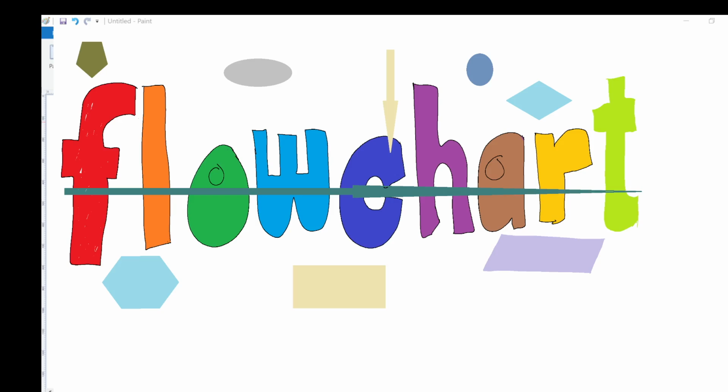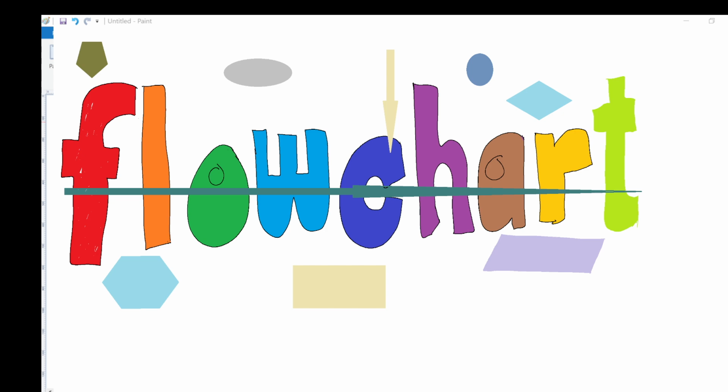Hello, everyone. Today we're going to discuss flowcharting. Have you ever wondered how computer programs, systems, or even simple processes work? Flowcharting helps us visualize these processes in a simple and easy to understand way. But what exactly is a flowchart?